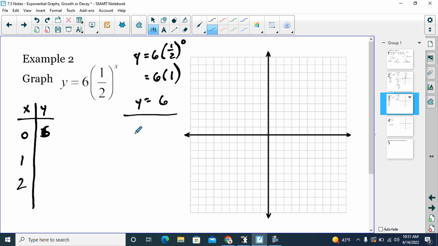Now we plug in 1 for our x. Y equals 6 times 1/2 to the first power. I'm putting 1 in for my x. 1/2 to the first power is 1/2. 1/2 of 6 is now 3. There's my 3.